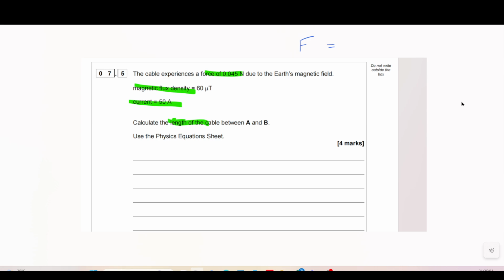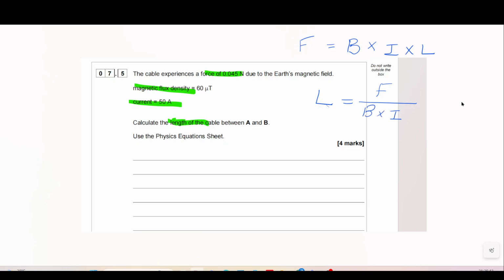Force on a conductor at right angles carrying current. So the force equals magnetic flux density times current times length. This formula you have to use. Now we have to find length. So length is force divided by magnetic flux density times current.